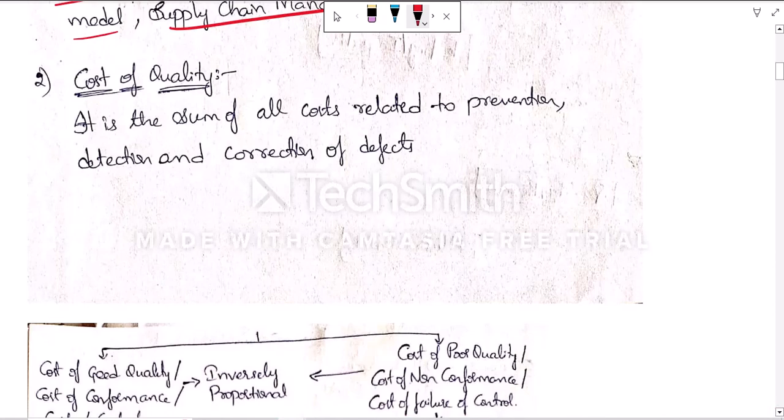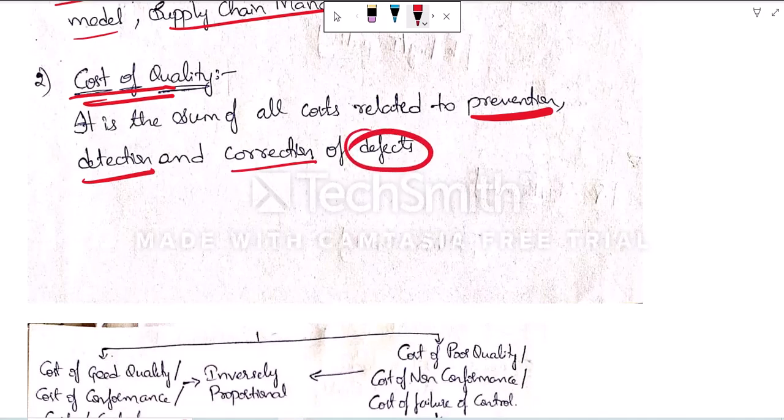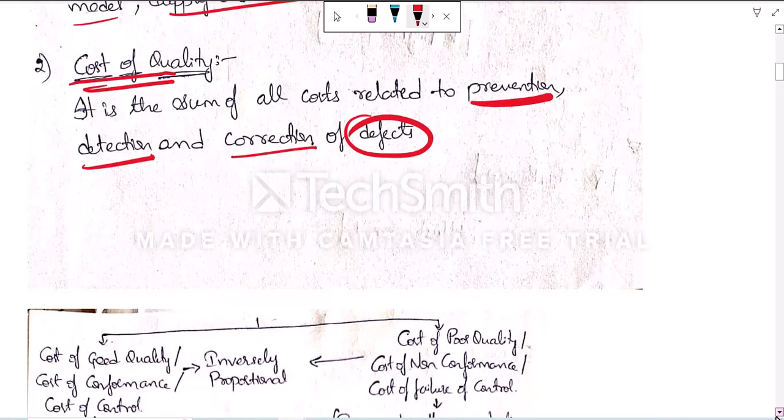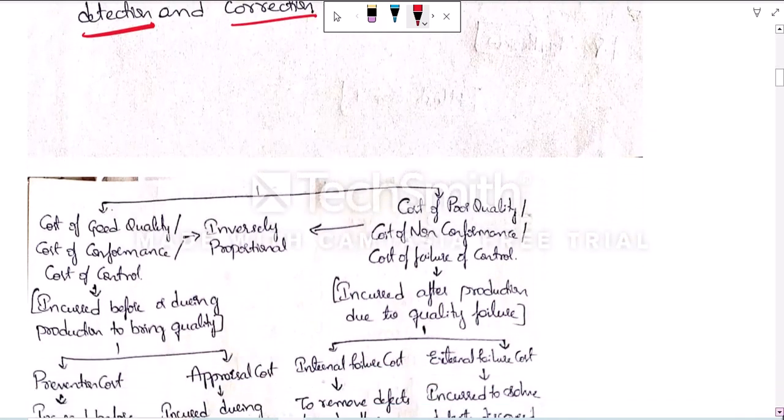So coming to the first topic, cost of quality, it is nothing but the sum of all the costs which are incurred relating to errors or defects. It might be the prevention of defects, detection of defects, or correction of defects, anything related to defects. All that cost together is called cost of quality. Cost to bring the quality, cost to reduce the defects, so it will result in quality. So the sum of all the costs will be cost of quality.